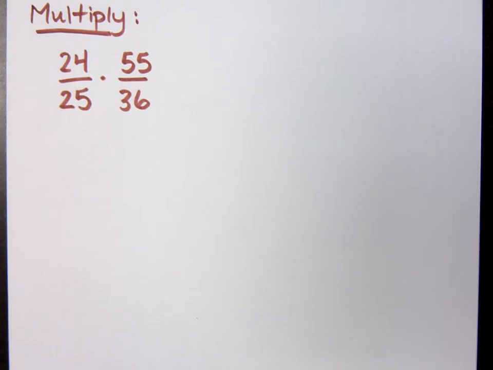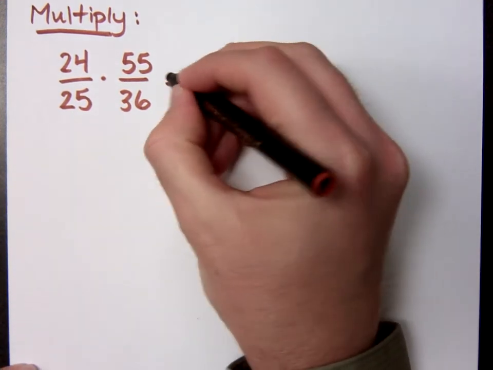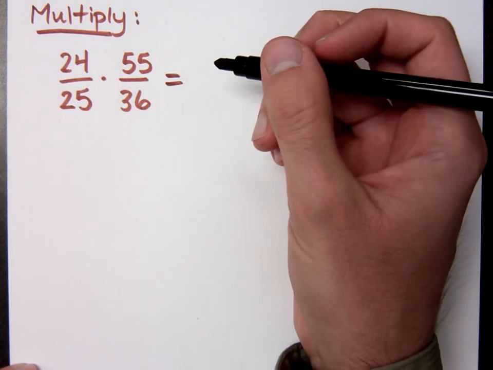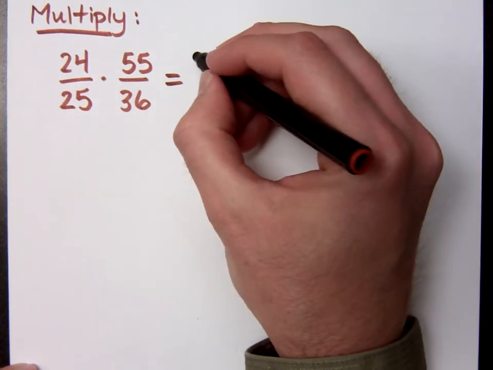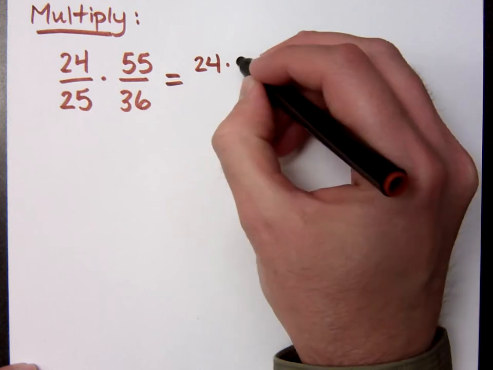Let's look at this problem. We talked about simplifying fractions. Now we're going to look at multiplying and dividing, and you know how to do this. I know you do. How do you multiply fractions? You multiply straight across. Don't say cross multiply unless you want to make me upset.